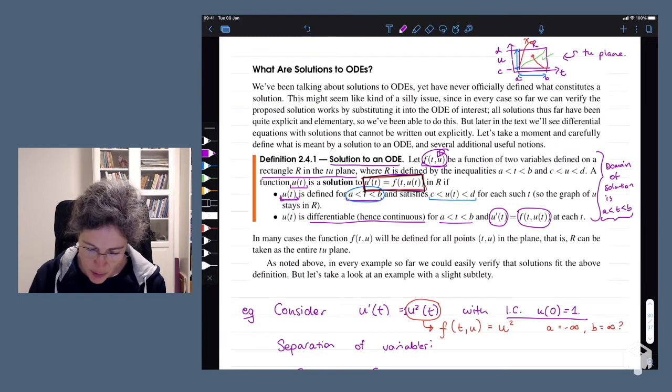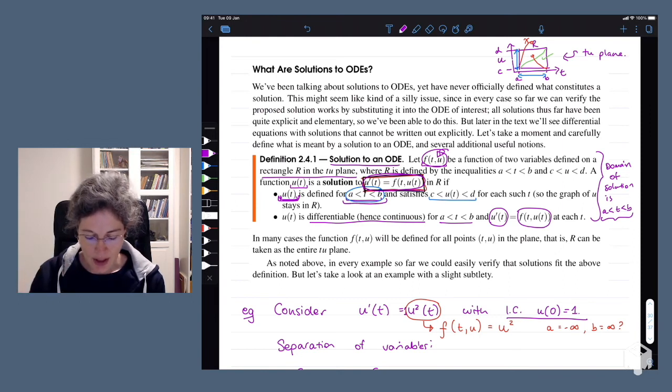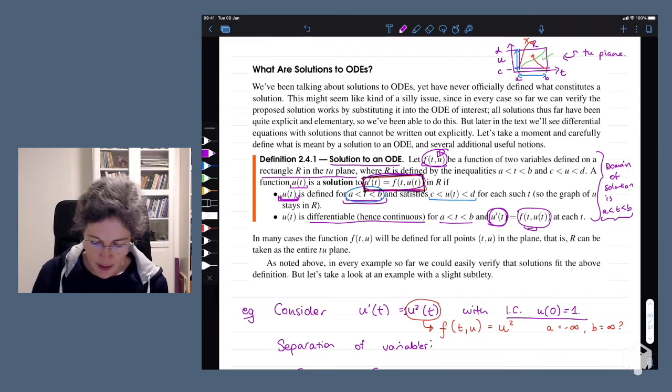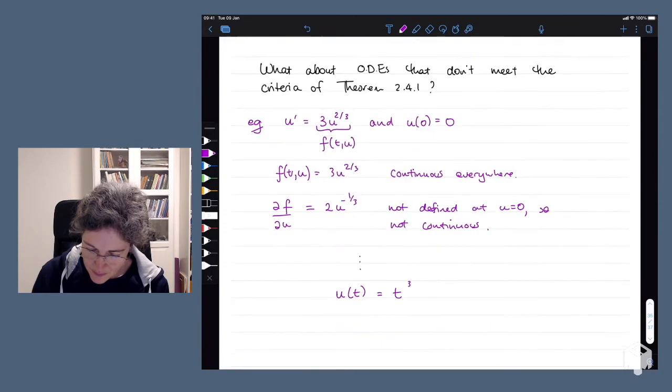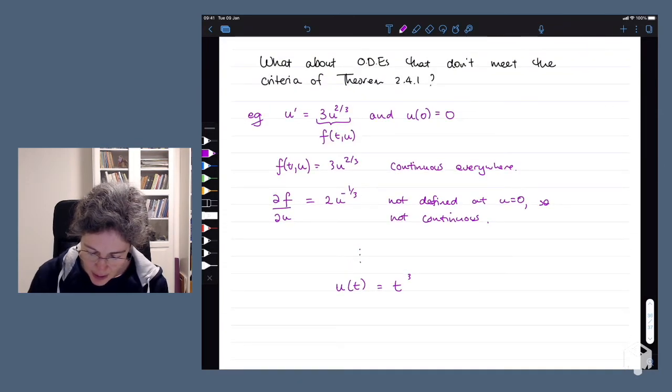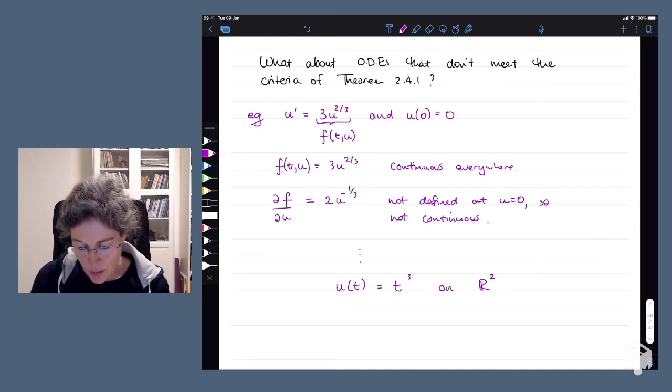what does it mean to be a solution? We say u of t is a solution if it solves the ODE, it's defined on the t range that we specify, it doesn't go outside the bounds of the R range, and it's differentiable such that its derivative is equal to our f. Well, let's have a quick check. So this is a solution. I claim it's a solution on R2.